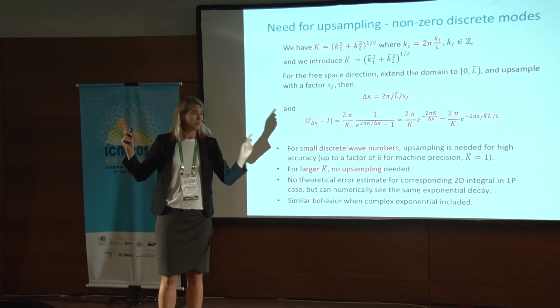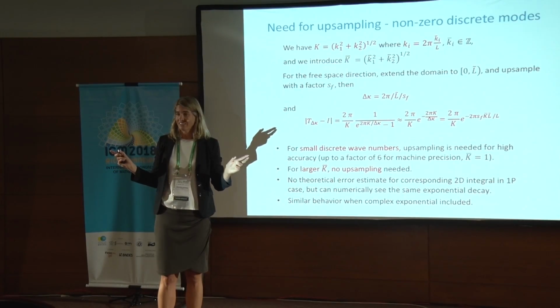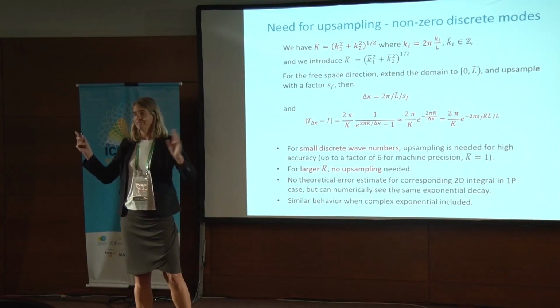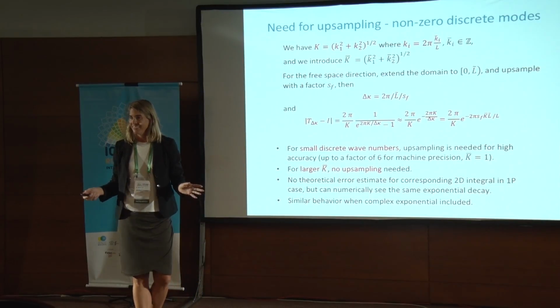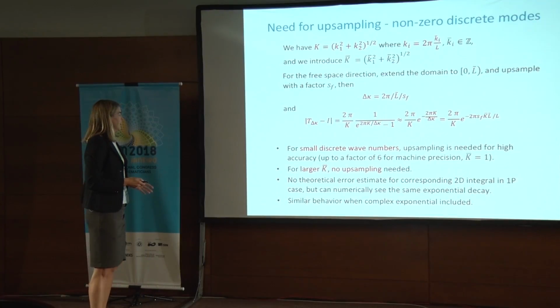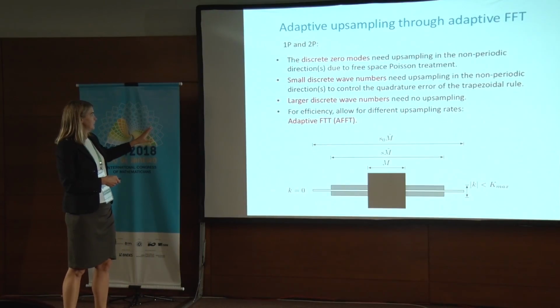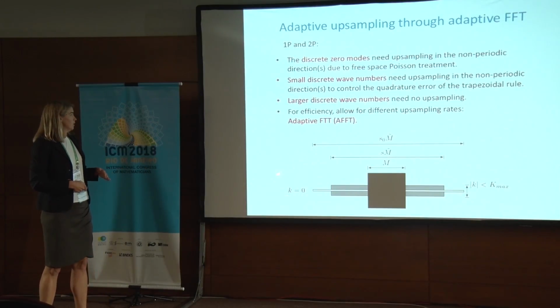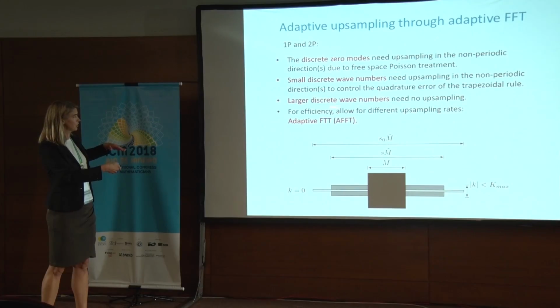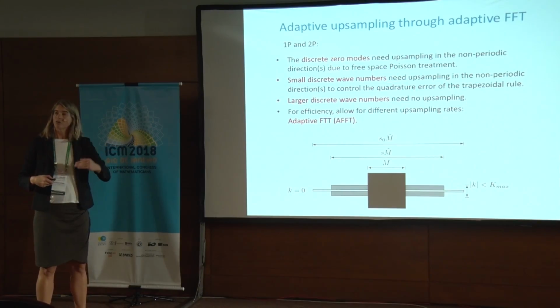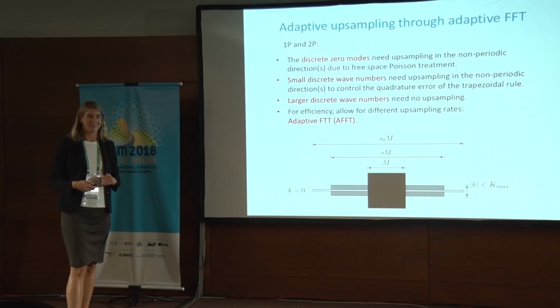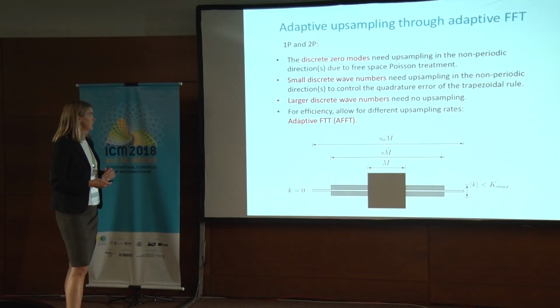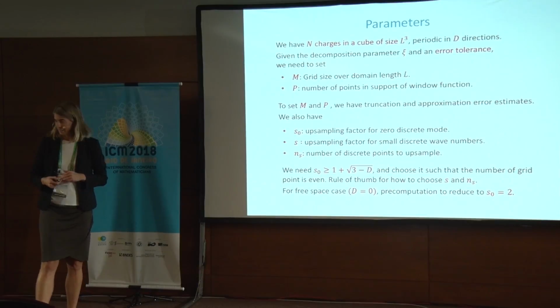If you upsample with a factor of 4 or 6 in each direction, the FFTs are 16 to 36 times more expensive. That's not going to be very appealing. So we introduced the idea that we will do different upsampling rates for different discrete modes. For the discrete 0 modes, we know what to do there. The small discrete wave numbers will be upsampled, but there is a large chunk of wave numbers where we need not upsample, where we don't need to increase the size of the FFT. So this is a huge gain in efficiency.